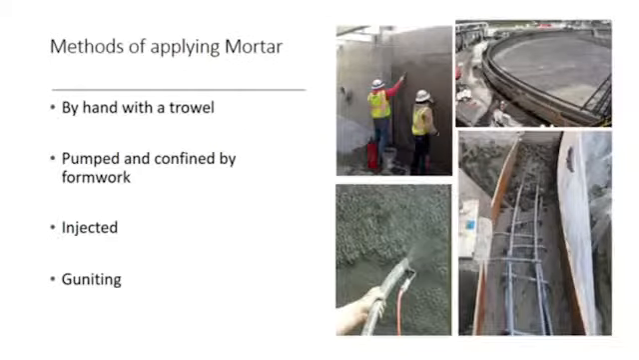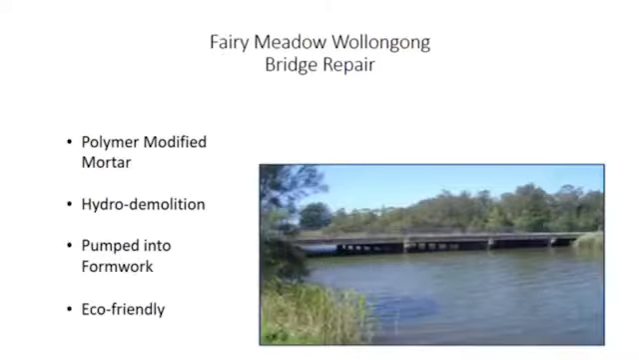There are a large number of methods to apply mortar for a repair, which include by hand with a trowel, pumped and confined by formwork, injected, and guniting among others. A local example of polymer-modified mortar being used is the repair of Fairy Creek Bridge in Fairy Meadow, Wollongong. It had corrosion damage to the reinforcement from the spalling and cracking of the concrete cover. This repair method consisted of the removal of the concrete up to 25 mm behind the steel reinforcement, which was achieved by hydro-demolition. It produced a good surface for the bonding of the new mortar.